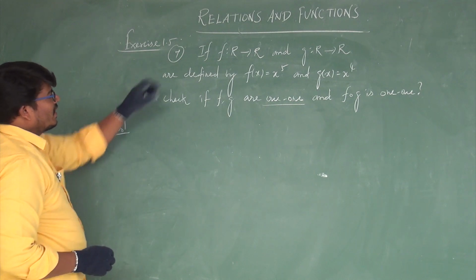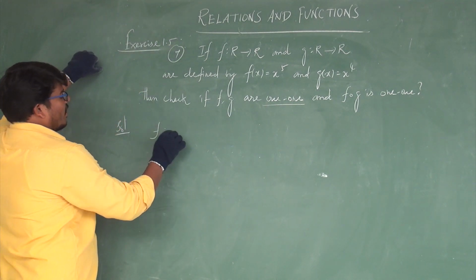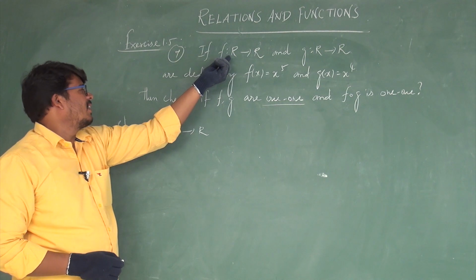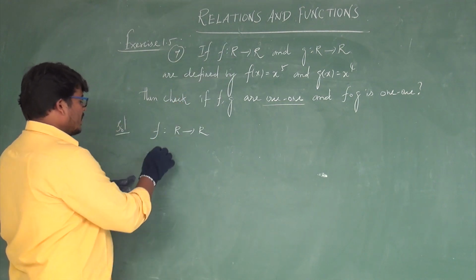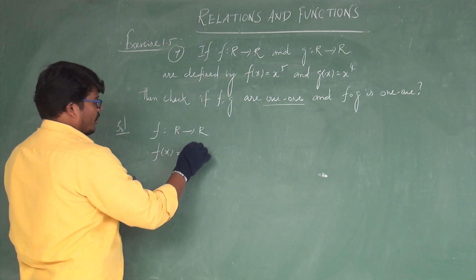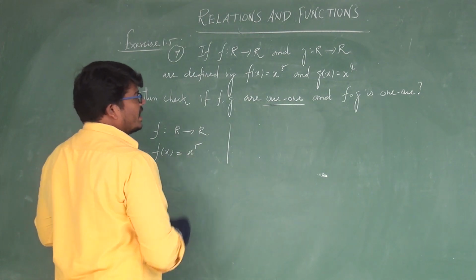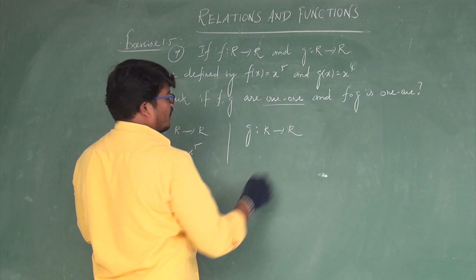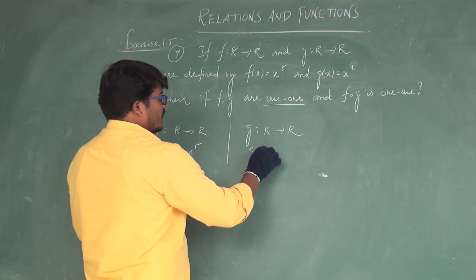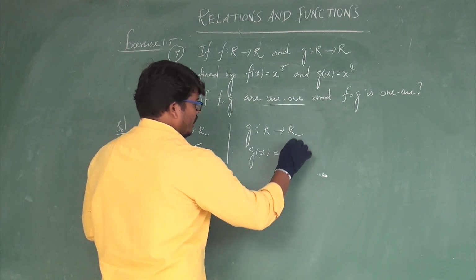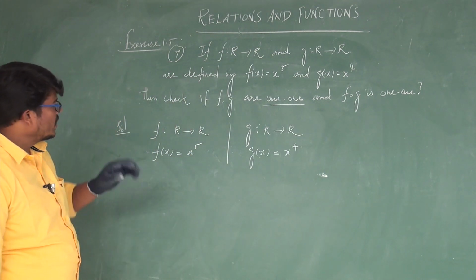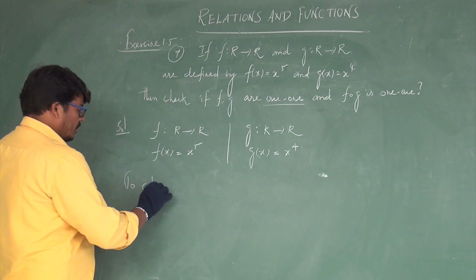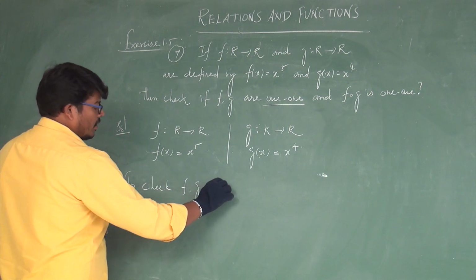Solution. Given the function f from R to R, the first function f is defined by f of x equal to x power 5. The second function g is another function, defined from R to R, by g of x equal to x power 4. To check the result: f comma g are one function.